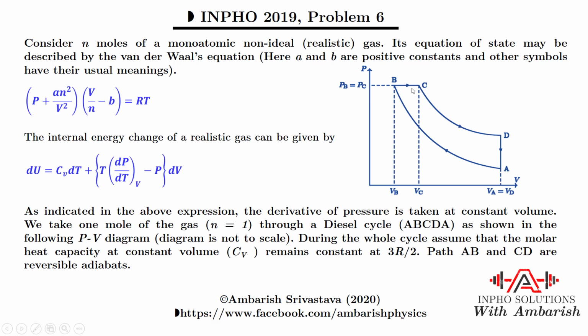Then B to C is an isobaric process. Then again we have an adiabatic or isentropic process, C to D, a reversible adiabatic or isentropic process. And D to A is an isochoric process. So this is our diesel cycle. And now we are supposed to answer some questions based on this. So let's look at the question.